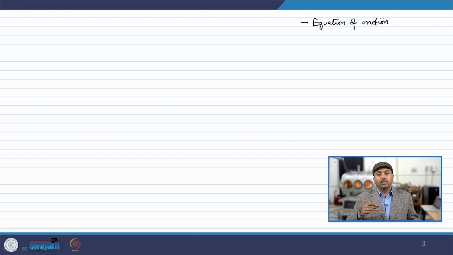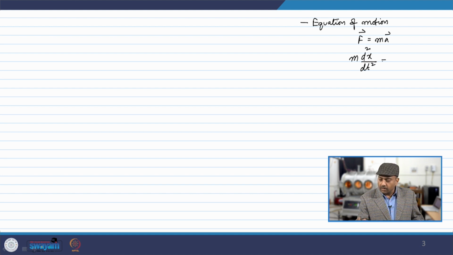An equation of motion tells you everything about the particle's movement, the particle's velocity, the particle's acceleration, and how the particle will be moving as a function of time. So, this equation of motion is nothing but F equals mass times acceleration, or you write m d square x by dt square equals, let us say, the sum of forces. So, you see this is a second order differential equation.